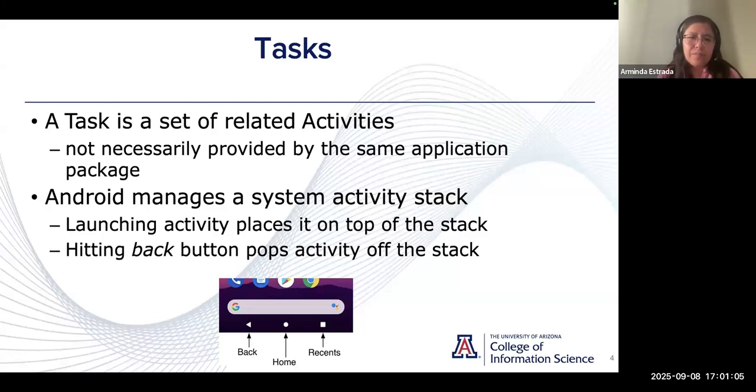All right, so tasks. And we talked about this. A task is a set of related activities, not necessarily provided by the same application package. Android manages the system activity stack: launching an activity places it on top of the stack, and hitting the back button pops the activity off the stack. So in here, when we click on home, it closes everything, so you just have the home screen. Then if you click on that little square, it shows the recent apps, so you have a list of all the apps that are running, paused or stopped, in the background.